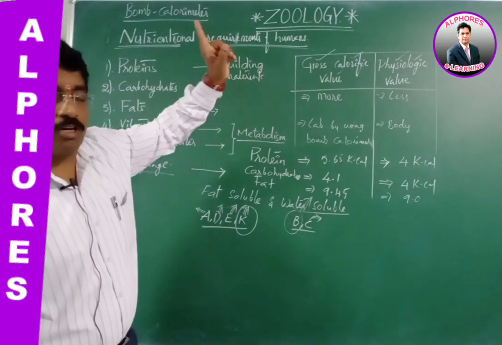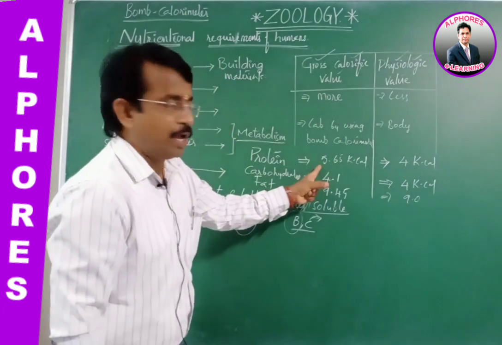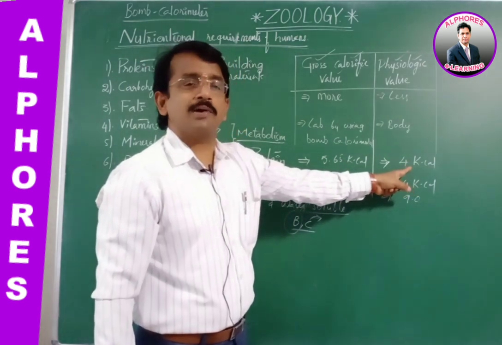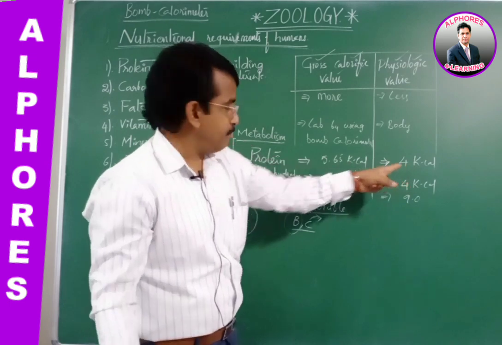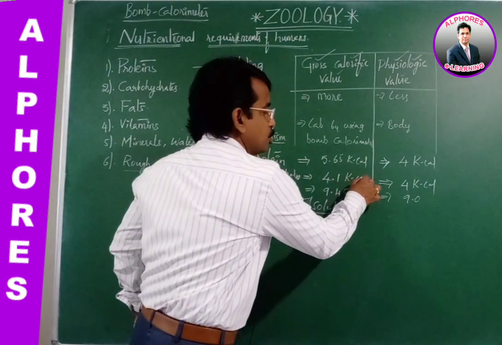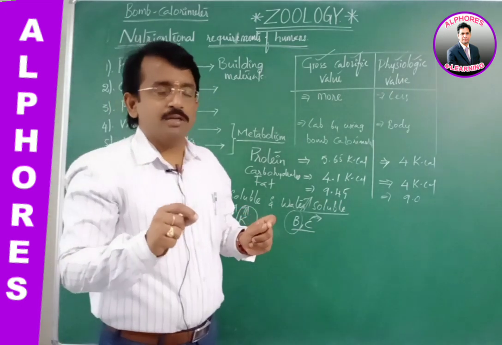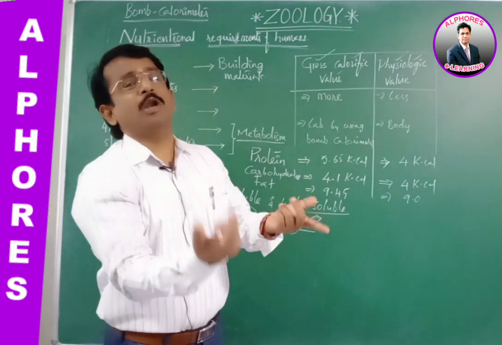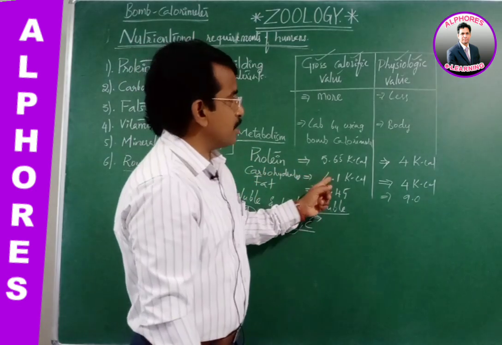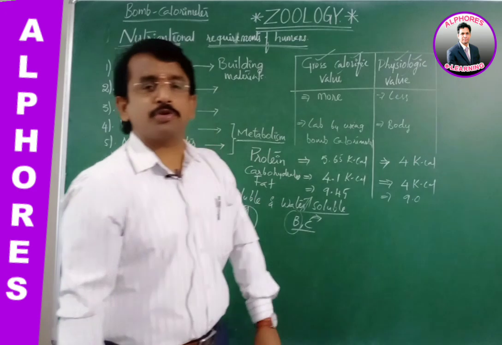Do you clear with what I am saying? The gross calorific value is more. Protein gross calorific value is 5.65. Unlike the protein, physiologic value is 4 kilocalories. Is it more or not? Yes. The carbohydrate gross calorific value is 4.1 kilocalories. Basically, the heat that is produced by combustion is measured in joules or calories. That's what kilocalories. Right? So, carbohydrate gross calorific value is 4.1 kilocalories, whereas the physiologic value is 4 kilocalories.